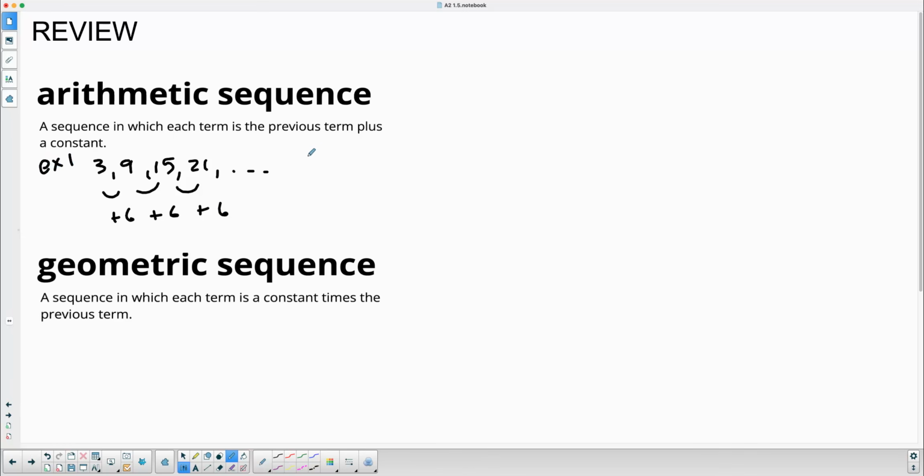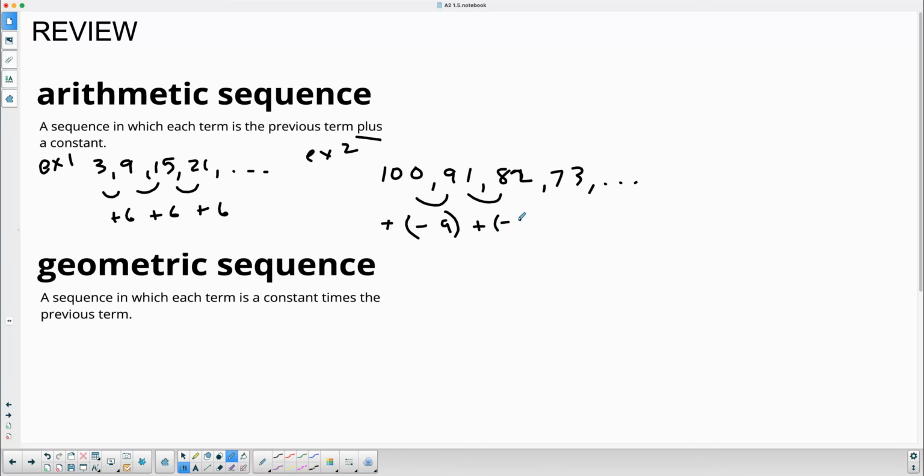Here's example 1. Example 2, let's say I start out with 100. Let's say I go down 2. Now you might say it said plus a constant. Well, really you could say plus -2. So that's how it ends up being a plus, even when it looks like you're subtracting.